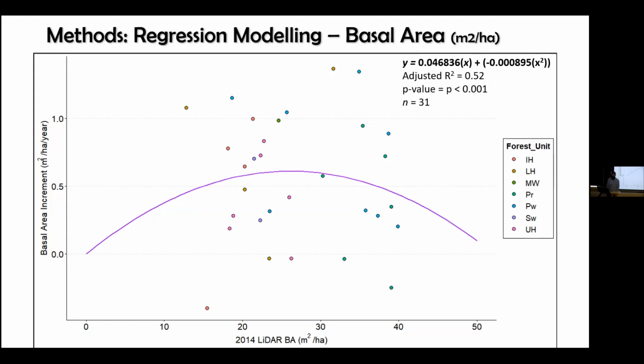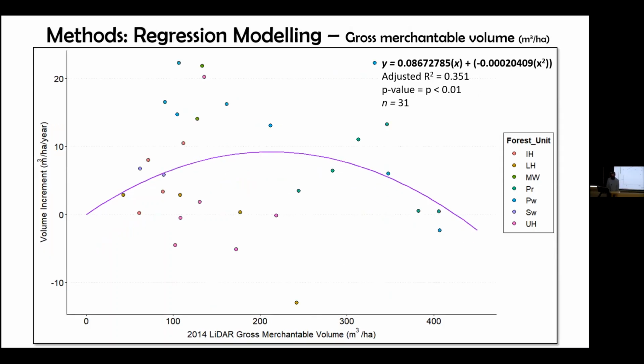You'll also notice that some stands showed a negative increment in basal area, which I can hypothesize could be from natural senescence or disturbance, or is an artifact from sampling technique. Similarly, here's the volume model with volume increment plotted against the 2014 LiDAR data. Again, plantations are taking up the higher volume areas, with some stands experiencing a decrease in volume. Regardless, this decrease reflects natural conditions, as it's not expected that all stands would show growth in increment due to the factors I mentioned earlier.